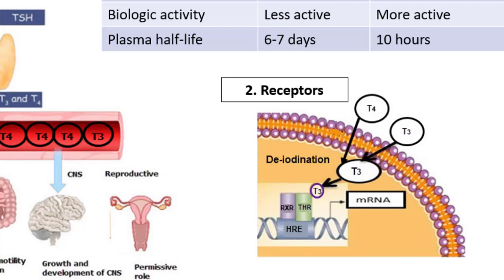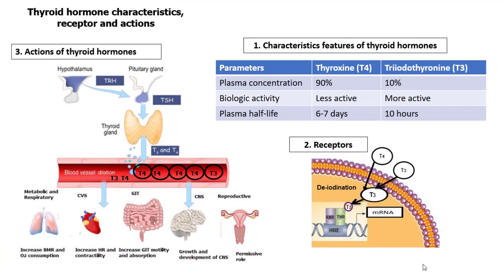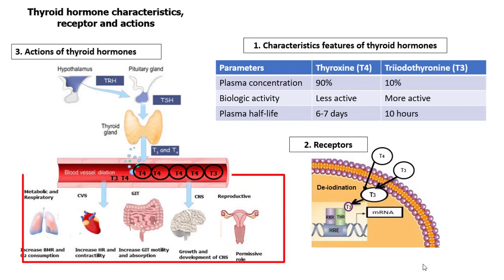Thyroid hormone receptors bind directly to hormone-responsive elements within the DNA, which upon binding will initiate and induce changes in gene transcription and translation that increase the synthesis of protein, especially those proteins related to mitochondria. Now, the third part we have to refer to is the actions of thyroid hormone. As you can see here, thyroid hormone has different actions on different organs and different systems.